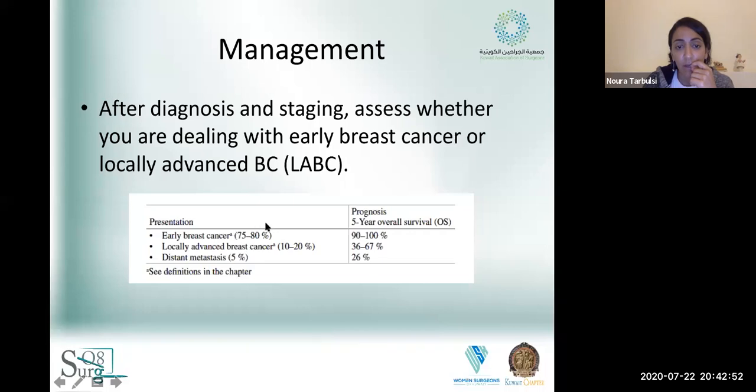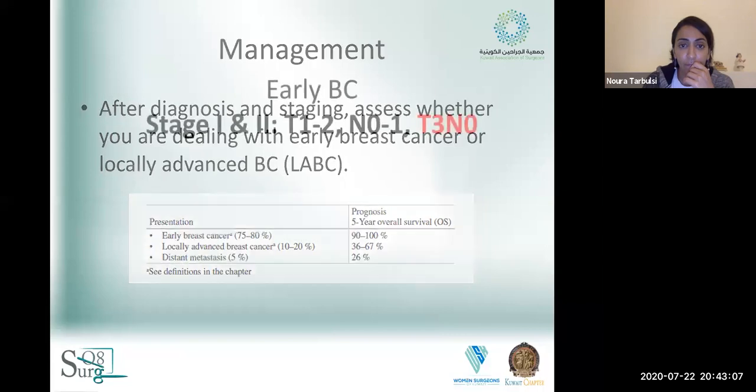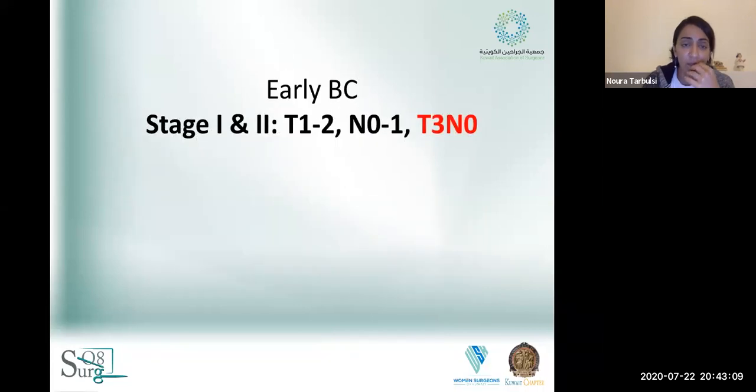Unfortunately, in Saudi Arabia, it's kind of switched the percentage here. We see more locally advanced breast cancer and less of the early breast cancer detected by screening mammography. So early breast cancer is stage 1 and 2, T1, T2, and N0, and N1, T3, and N0. And usually when I'm seeing a patient with early breast cancer, the first step in management is going to be upfront surgery.